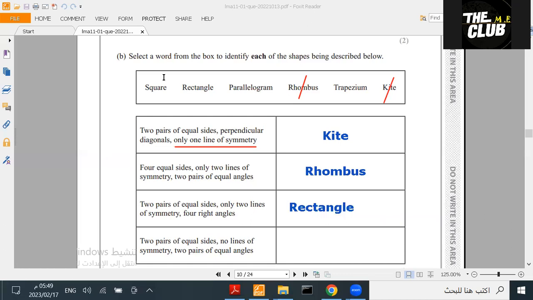Then 4 right angles tells you it's a rectangle. Right angles are only in a square and a rectangle, and when it says 2 lines of symmetry, it means rectangle. This one has 2 pairs of equal sides, so it won't be a square, because in a square all sides are equal. It's either a parallelogram or a trapezium, and a trapezium doesn't have equal sides. With no lines of symmetry, it's a parallelogram. 2 pairs of equal angles means parallelogram. So the answer here is parallelogram.